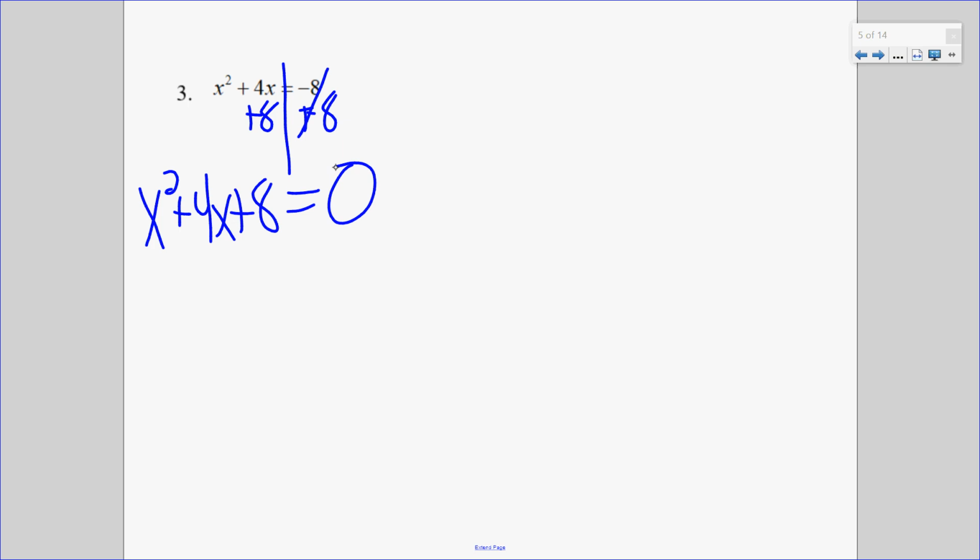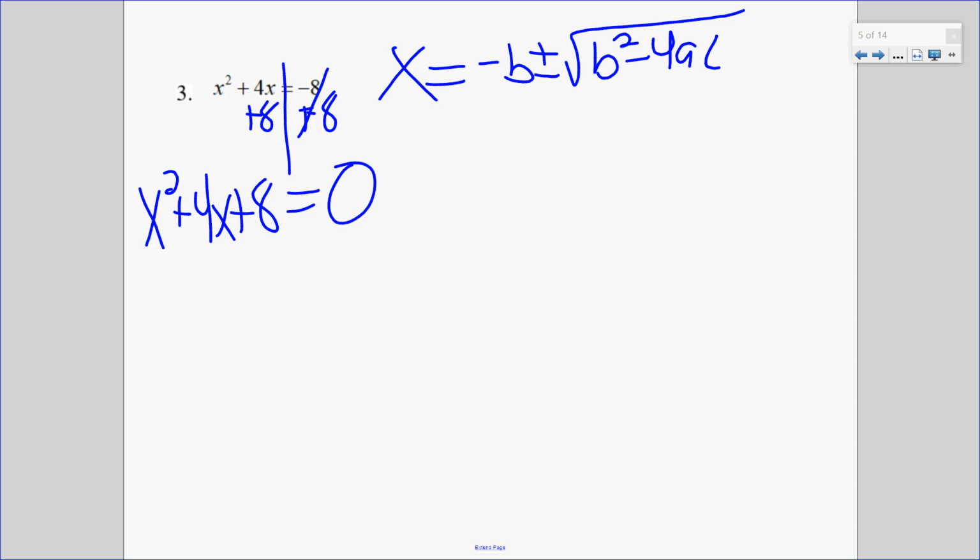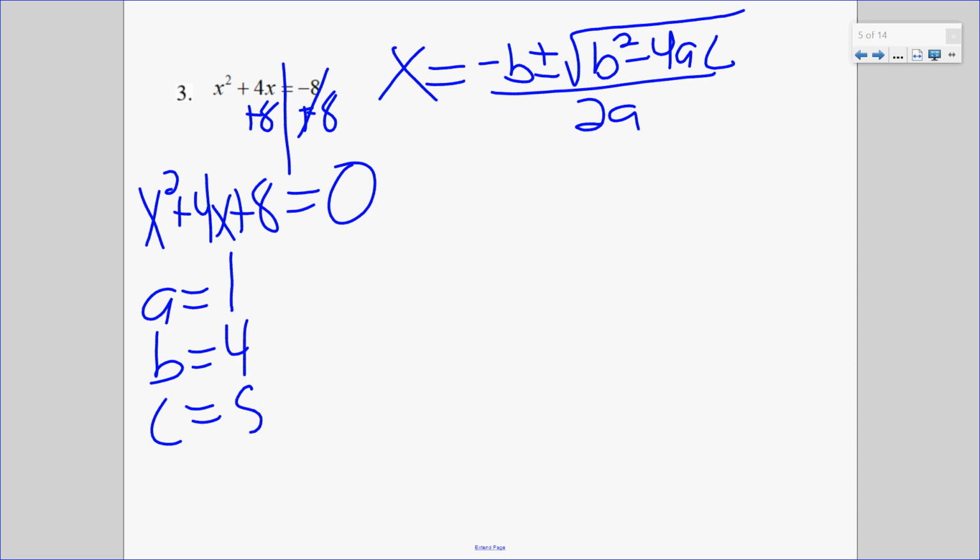Party time. They want to party with bubbles. Are there 2 numbers that multiply to 8 and add to 4? No. Bulb machine's broken, so he sings his song. x equals negative b plus or minus the square root of b squared minus 4ac all over 2a. List your a, b, and c values. a is 1, b is 4, c is 8. I want you to take 30 seconds, substitute those values in. Try and do this step on your own, substitute your values in.